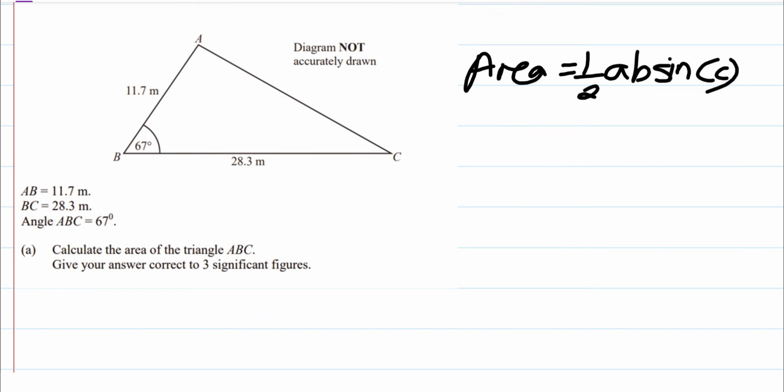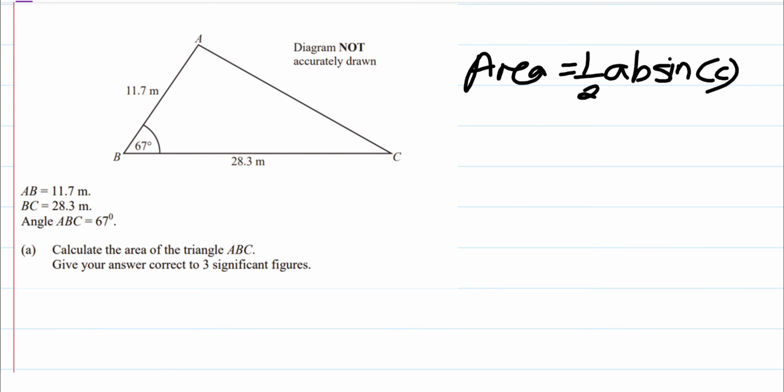Now let's take a look at the question. The question given to us shows a triangle with two sides and the angle in between them. So this is a perfect example of where we can use the formula provided. We can see that side AB is 11.7 meters, side BC is 28.3 meters, and angle ABC is 67 degrees.